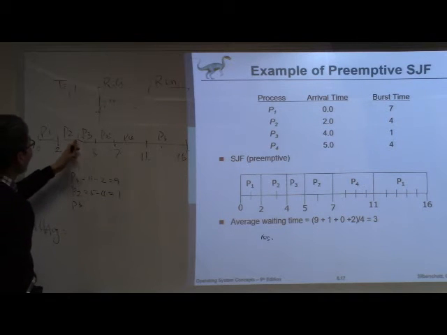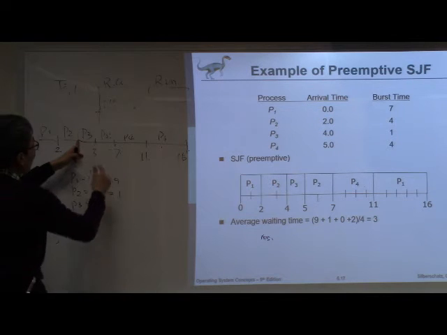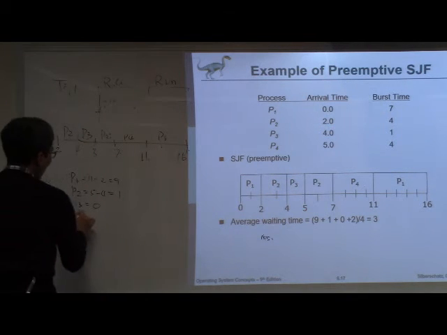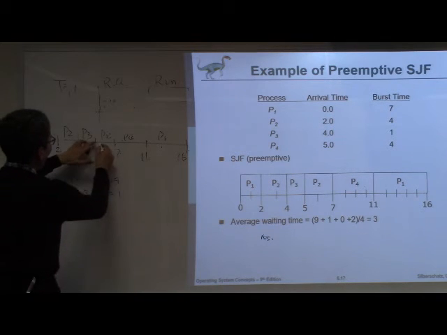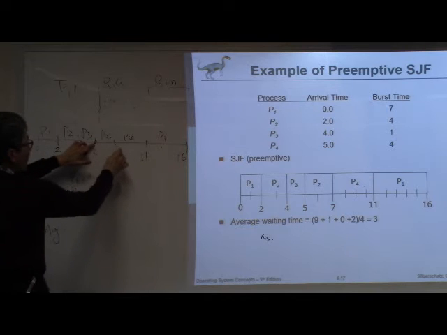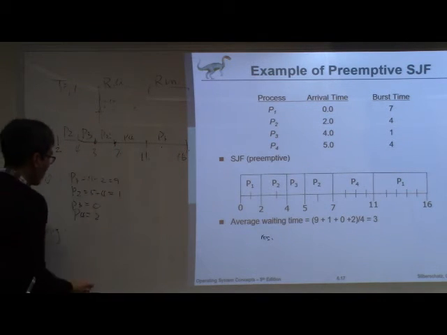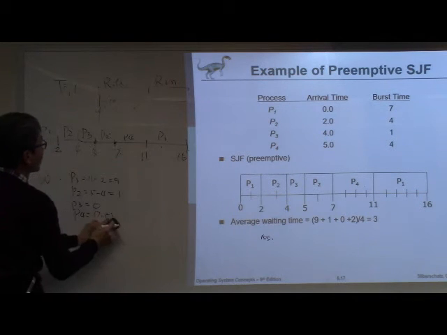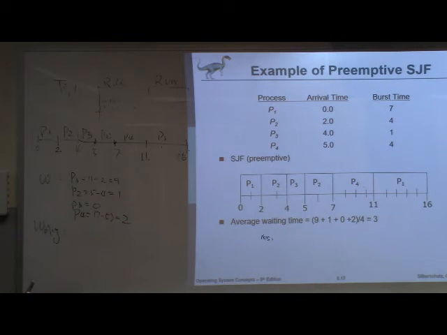P3 arrival time 4 is selected right away. Okay? So then there's no waiting time for P3. And P4 arrival time 5, but selected at 7, so 2 is 7 minus 5. 7 minus 5 is 2. Is there any other waiting time? No, it's 2. So this is the waiting time.